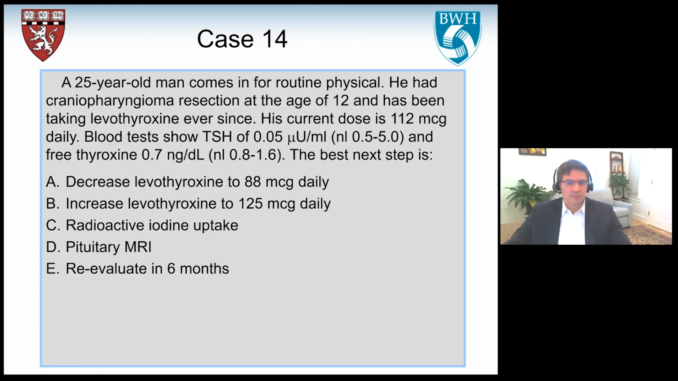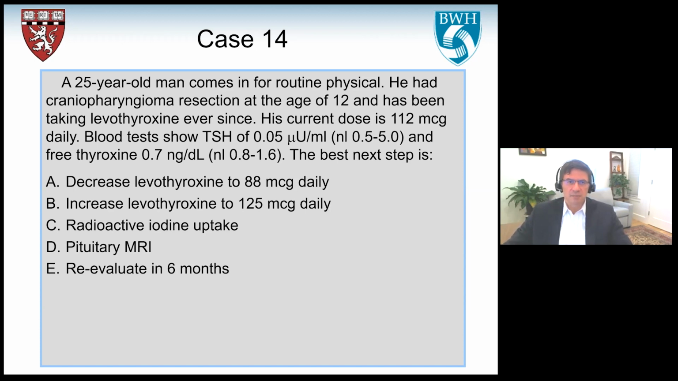Case 14. A 25-year-old man comes in for a routine physical. He had a craniopharyngioma resection at the age of 12 and has been taking levothyroxine ever since. His current dose is 112 micrograms daily. Blood tests show a TSH of 0.05 microunits per mL, with the lower limit of normal being 0.5, and free thyroxine of 0.7 nanograms per deciliter, with the lower limit of normal being 0.8.